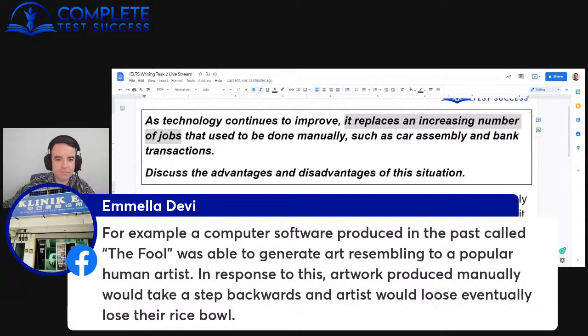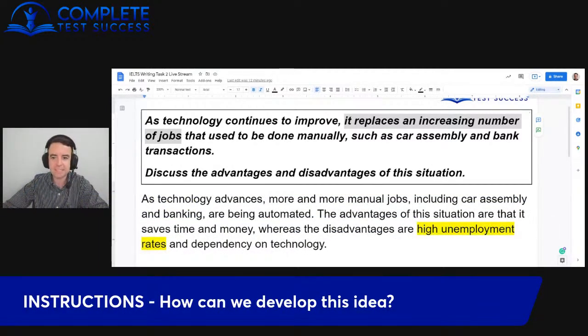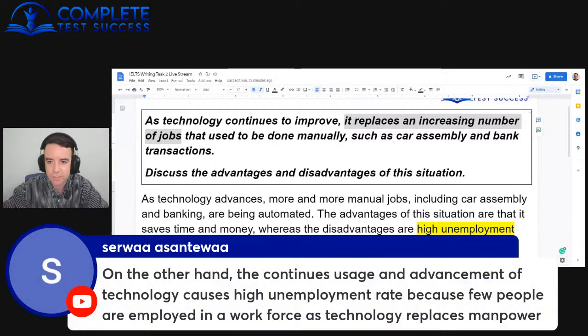Emila, for example, a computer software produced in the past called The Fool was able to generate art resembling a popular human artist. In response to this, artwork produced manually would take a step backwards and artists would eventually lose their rice bowl. That must be a phrase from your language that you've translated into English. That isn't something we would say, and it doesn't have any meaning in English. So be careful with that. Phrases in your language don't translate into English, and likewise, idioms or phrases from English don't translate directly. We would normally have different phrases. So no, that phrase doesn't communicate what you're trying to say.